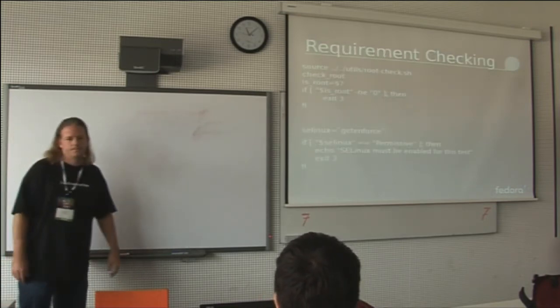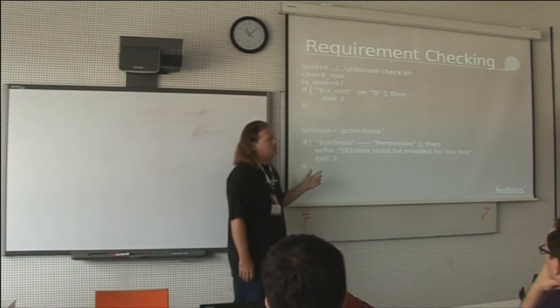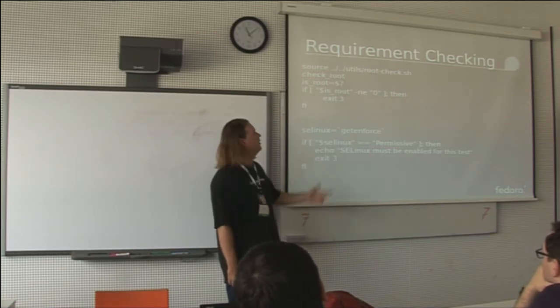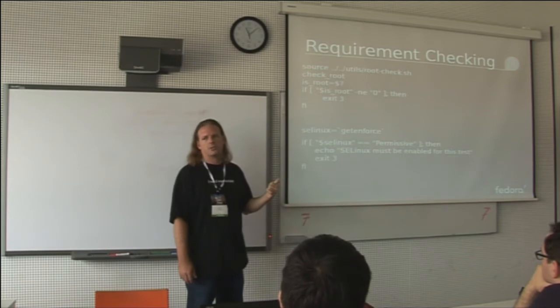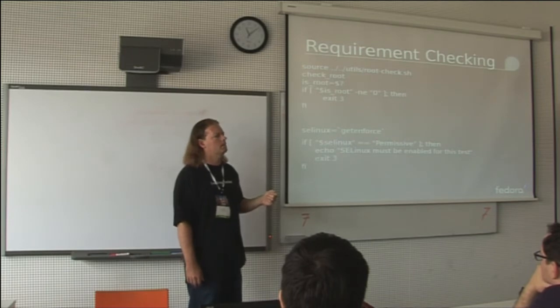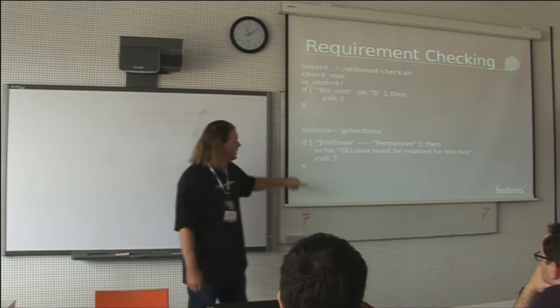So, requirement checking. There's a utilities directory, which has a few scripts in it, little things so they don't have to be written every single time. There's a root check, and there's a module check to make sure that a module is actually inserted and running in the running kernel. There are a couple of others. And I'm probably going to add SELinux because I've had to use it a few times, but it's not there right now.